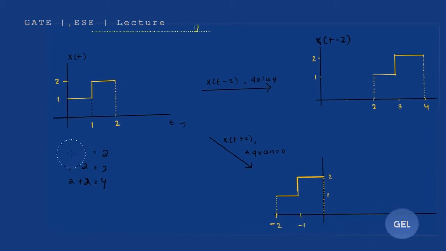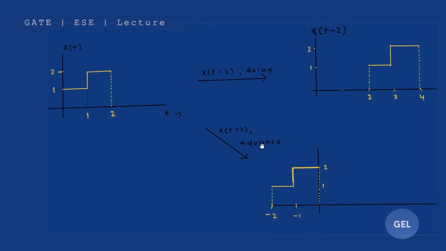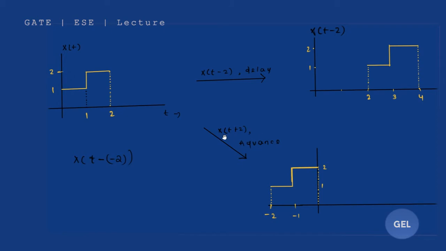Simple. So what happened here? It got delayed. And this is your x of t minus 2. Now x of t plus 2, that is x of t minus of minus 2, means this only. So this is called advance. It came early, earlier than before.